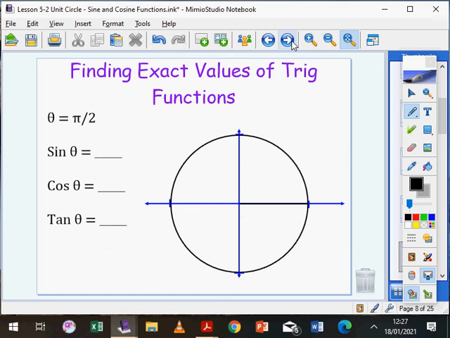We can also find exact values of trig functions using this idea. For example, the angle pi over 2, which is the same as 90 degrees. If you need a shortcut to change radians to degrees quickly, just remember that pi is the same thing as 180 degrees. Everywhere you see pi, just plug in 180 degrees.